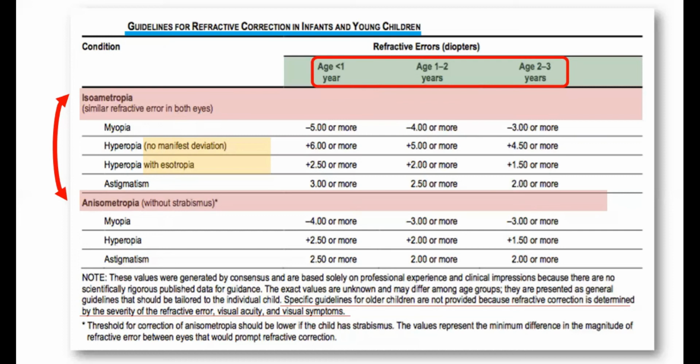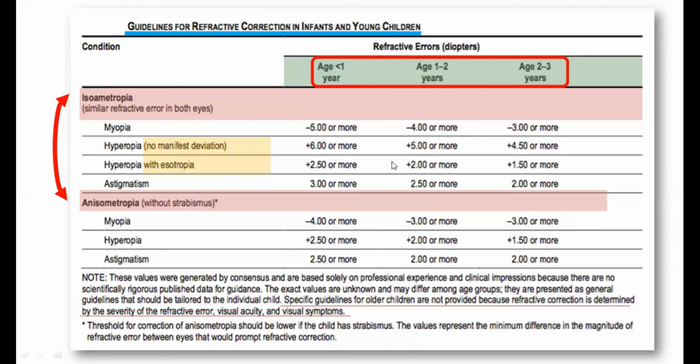So my second point here regards the numbers in this table. For example, for myopia, in the age group less than 1 year, the threshold for prescribing spectacles is -5 or more. So you may be surprised, why -5? Because at this age group, the environment for that infant is very close. They don't really want to look at distance. They're still too young to look at distance.